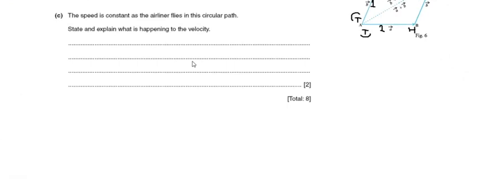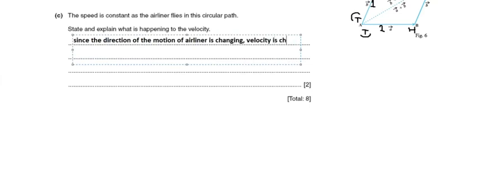So here we can write, since the direction of the motion of the airliner is changing, the velocity is changing, but the speed remains constant.